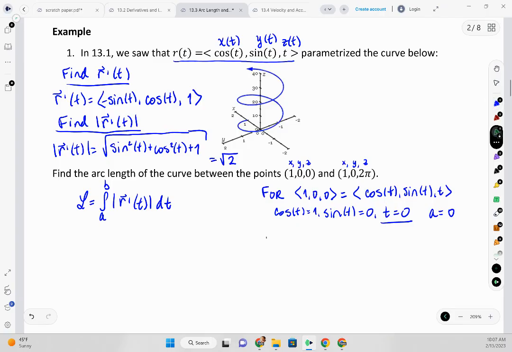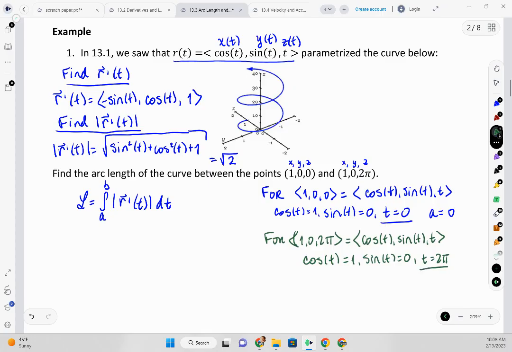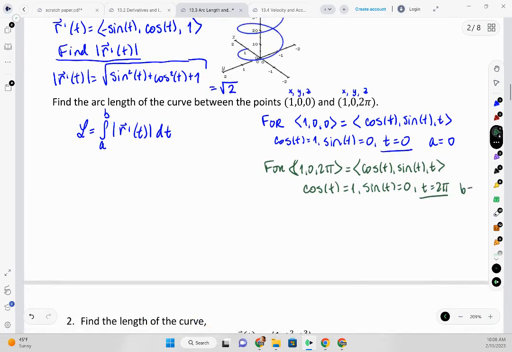And then I can do a similar thing for the second point, 1, 0, 2 pi. So make it into a vector and set it equal to the vector function, cosine of t, sine of t, and t, and set each of the components equal to each other. Cosine of t is 1, sine of t is 0, and t is 2 pi. All right, that's what I'm after. The t is equal to 2 pi. That tells me b is equal to 2 pi.